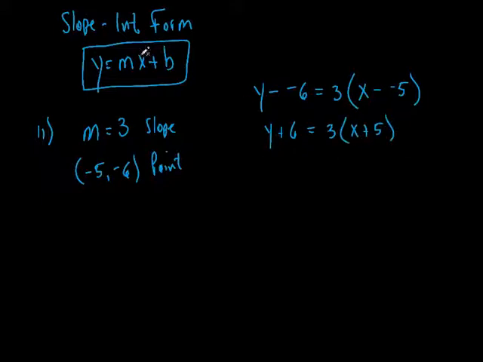Now, what do we have to do to get it into slope-intercept form? Solve for y. So let's do that. And that's pretty easy, actually, to solve for y here. That's 3x plus, what, 15? Subtract 6 from both sides.